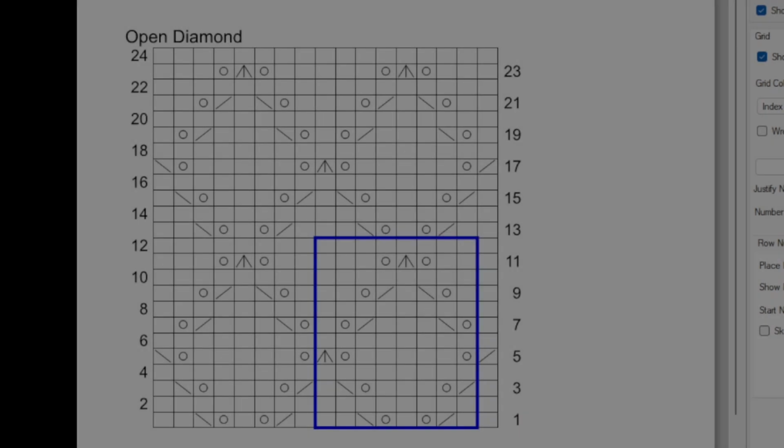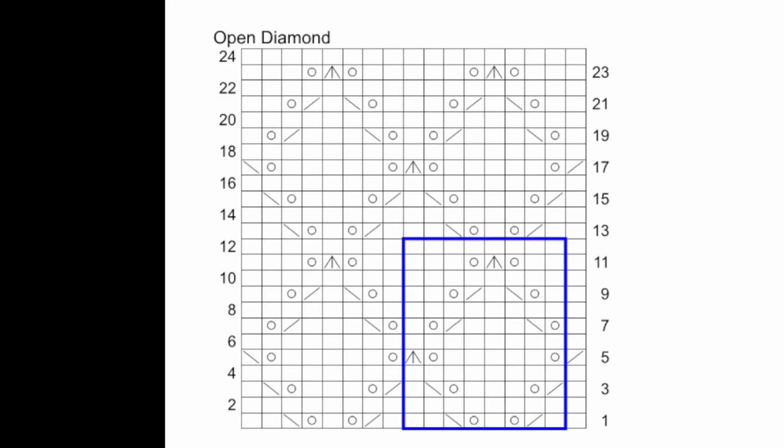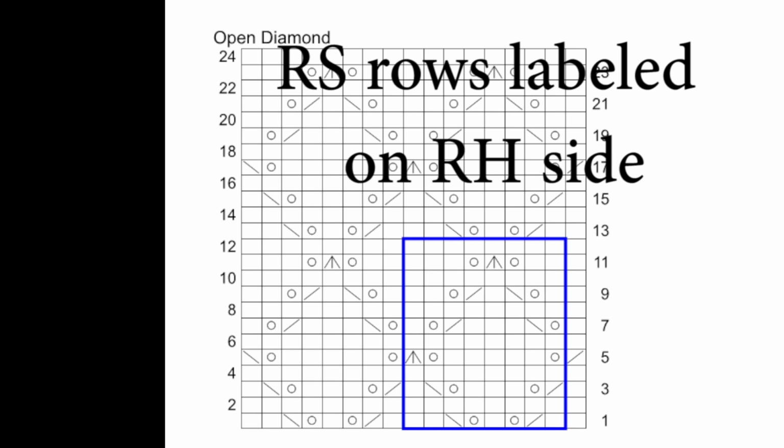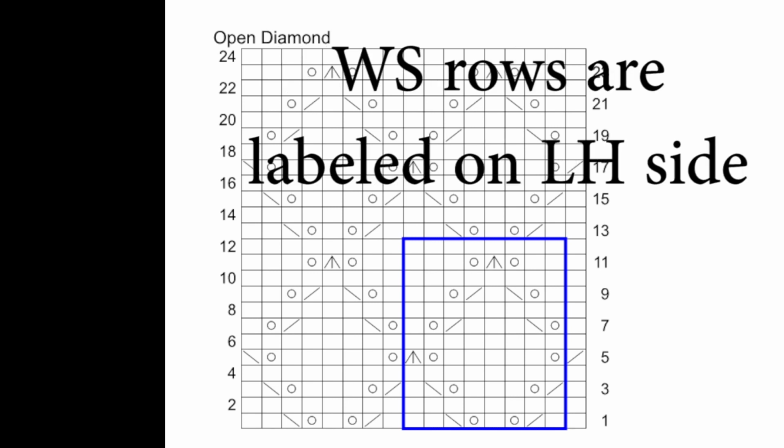Lace charts are very similar to all knitting charts, really. The key is to read the key and understand what each of the symbols means. So here I have a lace chart. All of the same rules apply as what I discussed last week in my reading charts video. The right side rows are all labeled on the right hand side of the chart, and the wrong side rows are all labeled on the left hand side of the chart.